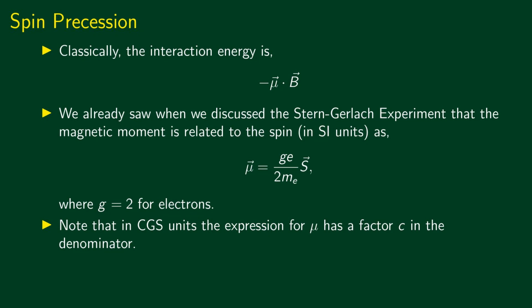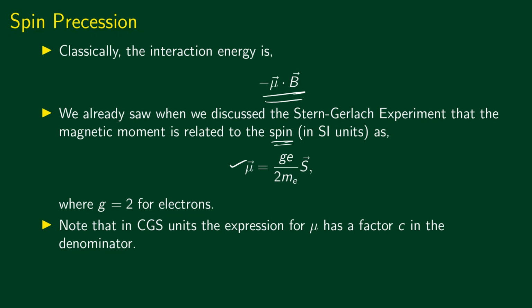So, let's look at the classical interaction energy. Classically, the interaction energy between mu vector and B vector is simply given by minus mu vector dot B vector. We have already seen this in the first chapter when we discussed the Stern-Gerlach experiment. When we discussed the Stern-Gerlach experiment, we also saw that the magnetic moment is related to the spin. All right, and in SI units, the relation is given by mu vector is equal to g e divided by 2 m_e S vector, where g, the g factor, is equal to 2 for electrons. We have already seen this.